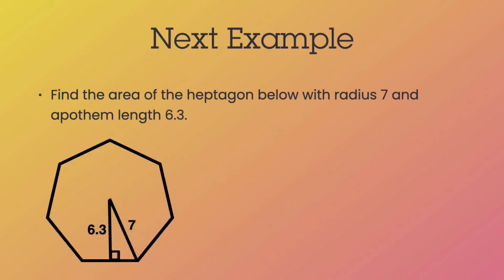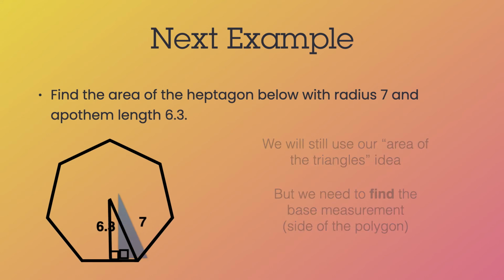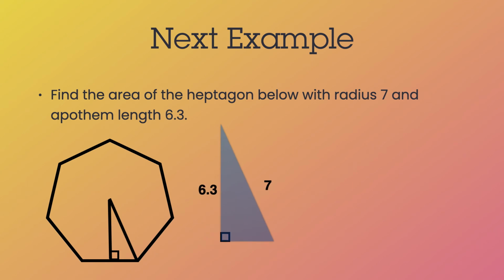Let's do another example. Let's find the area of the heptagon below with radius 7 and apothem length 6.3. Again, we're still going to use our area of the triangles idea, but we don't have the base anymore. We don't have the side length of the actual heptagon. So we need to find this. If we focus on that right triangle that gets made using the apothem and the radius, then we again can use Pythagorean theorem to find that third side, which will be the base of that triangle, which will be half of the side of the heptagon.